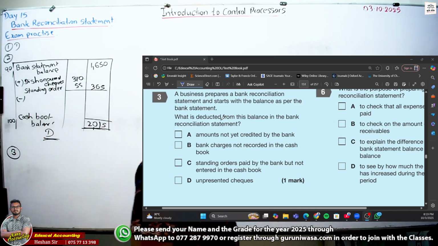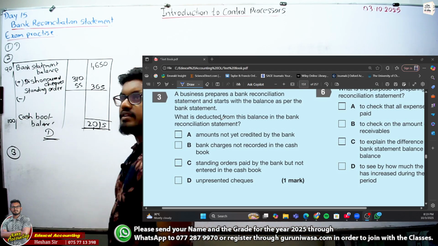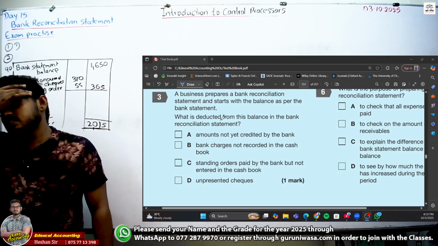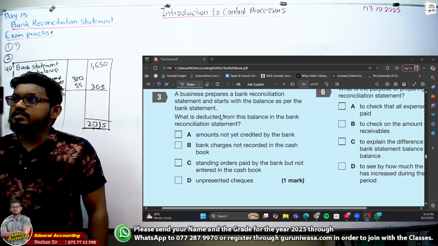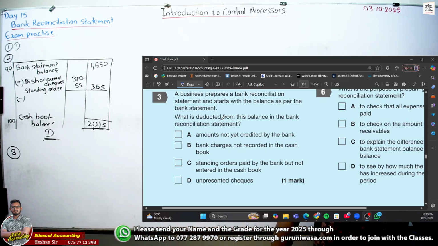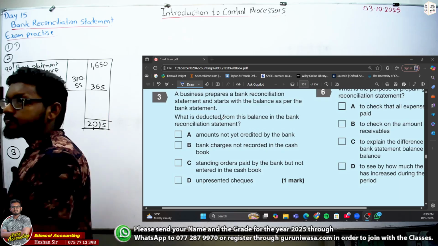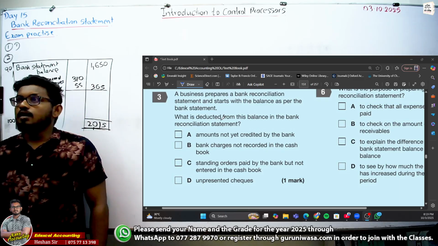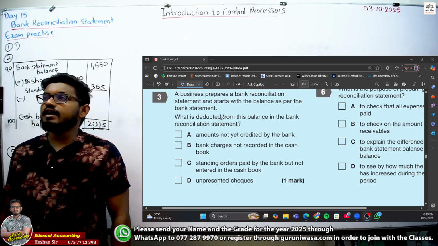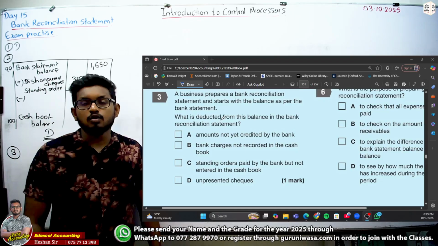Let's see. A business prepared a bank reconciliation statement. Start with the balance as per the bank statement. What is deducted from this balance as per the reconciliation statement? Okay, initially we start with the bank statement balance. What is deducted? Amount not yet credited by the bank, which means entered as bank lodgement, but not on the bank statement.